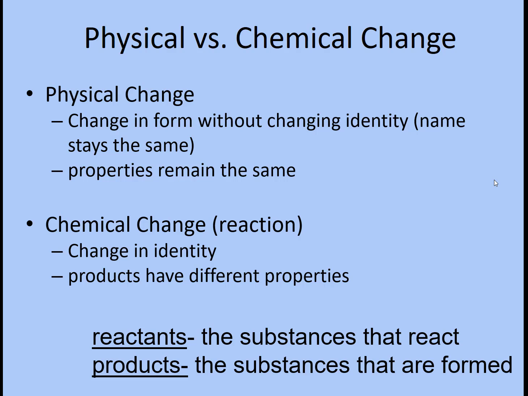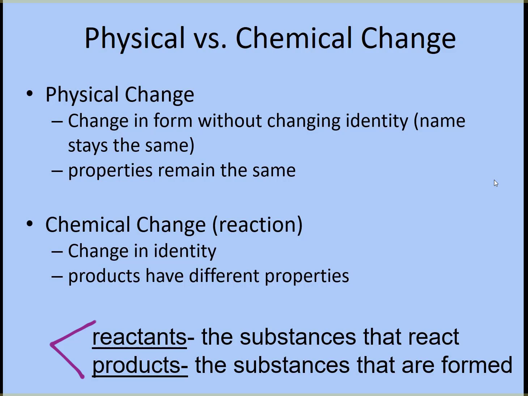In a chemical change, this is a reaction. It's a change in identity. I can change it to something else. So again, I can burn that paper and have ash and smoke. In chemistry, we use what's called reactants and products. Reactants is what you start with and products is what you end up with.